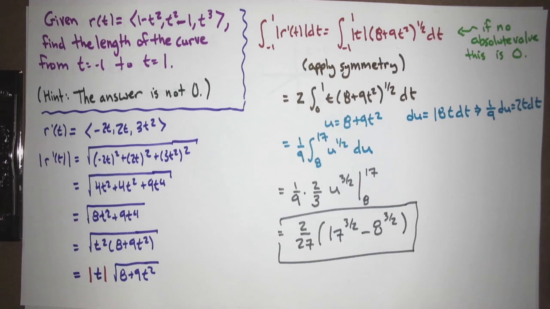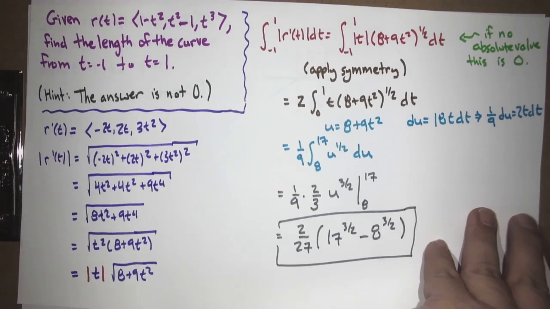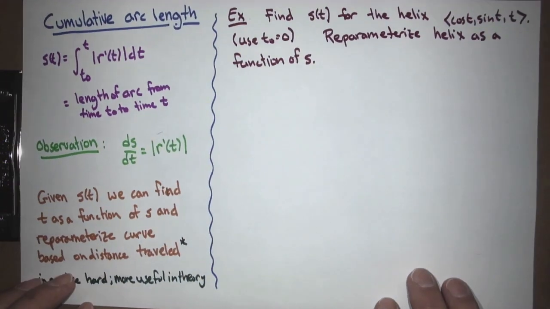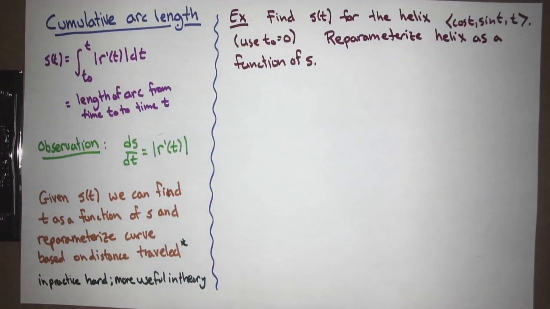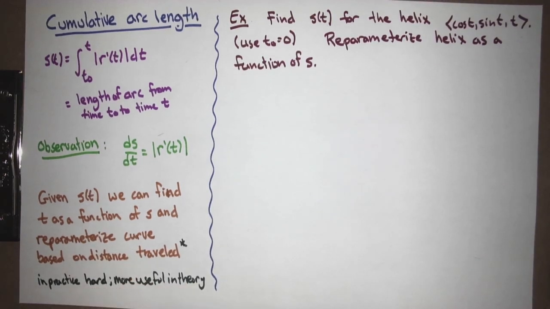So let's try another idea closely related to distance, and that's cumulative arc length. What this means is it's the total length that you've moved along the curve, starting from some initial time. We usually start at time 0 up to our current time. So how far have we traveled along the curve? That's the cumulative arc length.